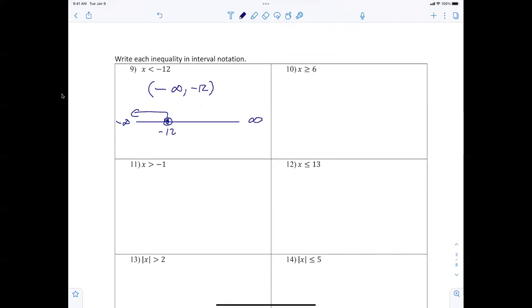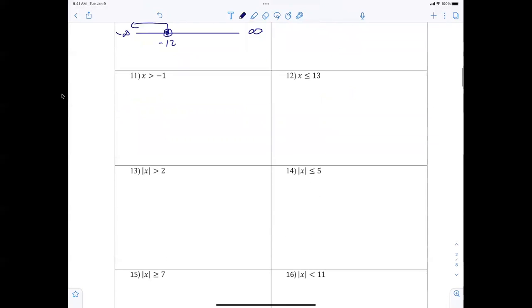So now I would hope everyone will say, okay, X is greater than or equal to 6. If X is greater than or equal to 6, that means you're starting at 6 and you're going to infinity. There is a bracket at 6, parentheses at infinity. Anybody have any questions with that? Anybody?